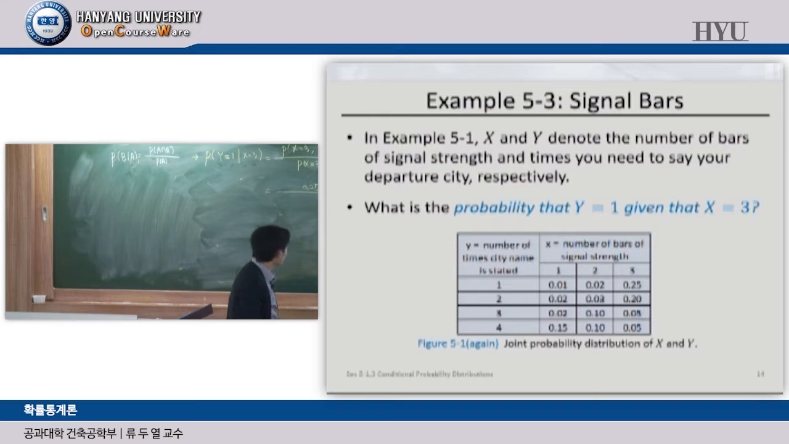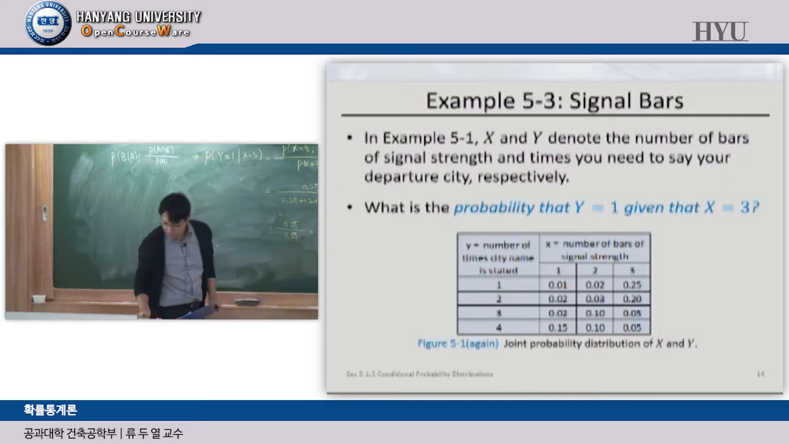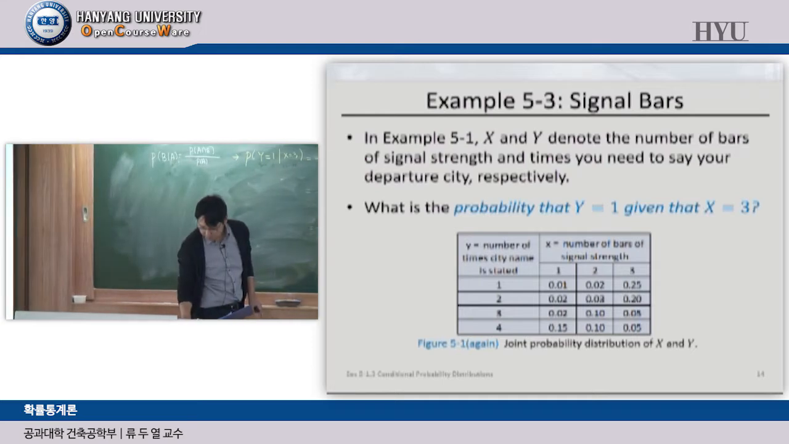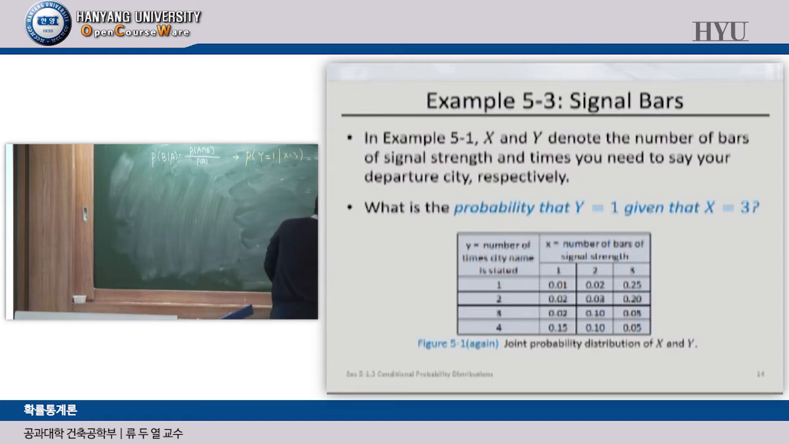And what is the marginal probability of x when x is equal to 3? That is the summation of this column, right? Okay. So that is 0.25 plus 0.2 plus 0.05, sorry. So that is equal to 0.25 over 0.55. Answer is 0.454.